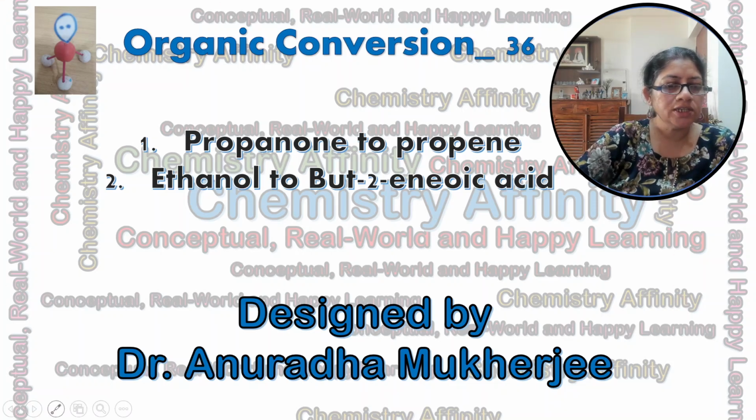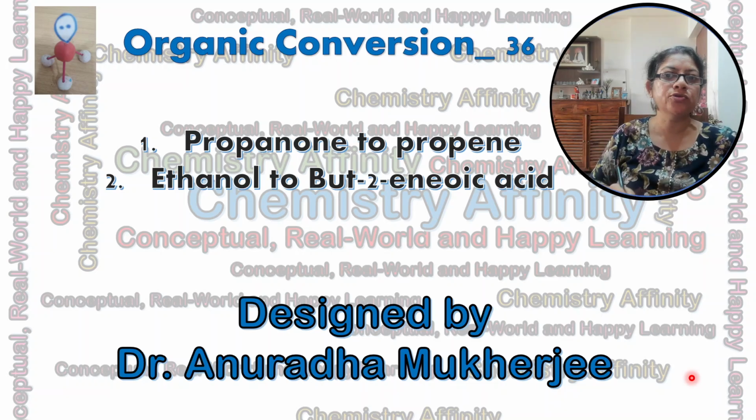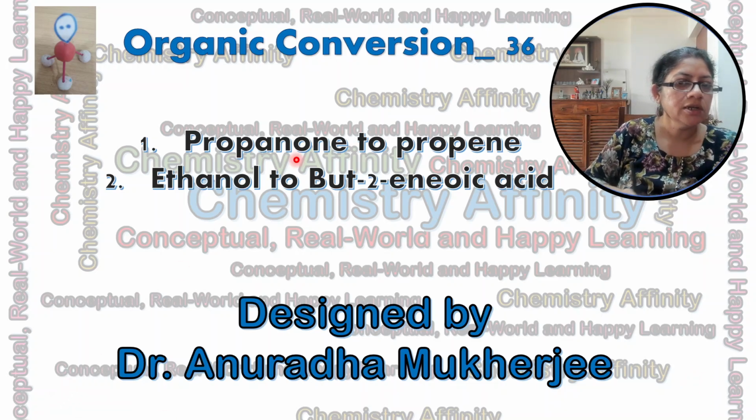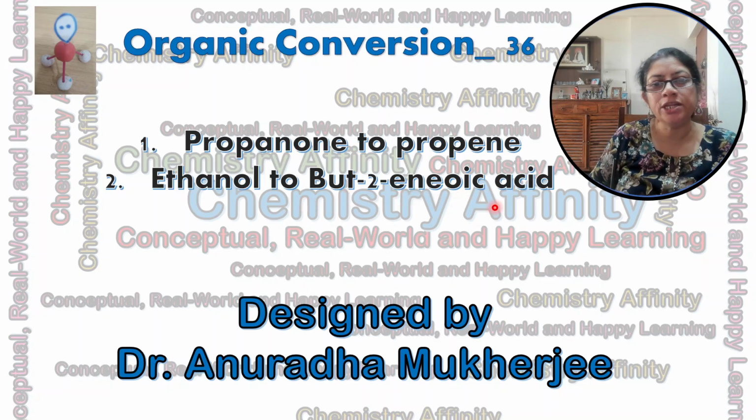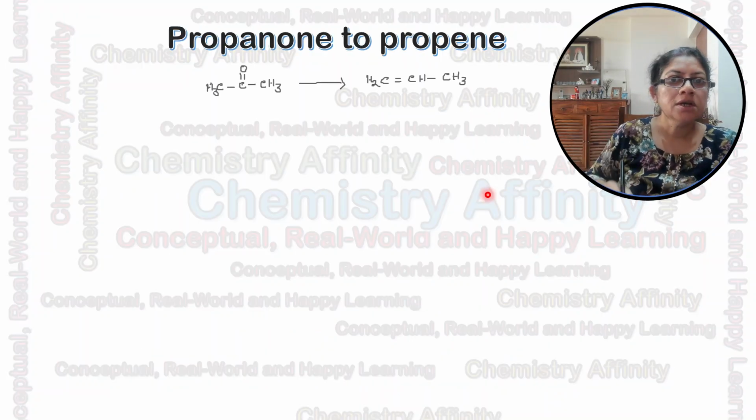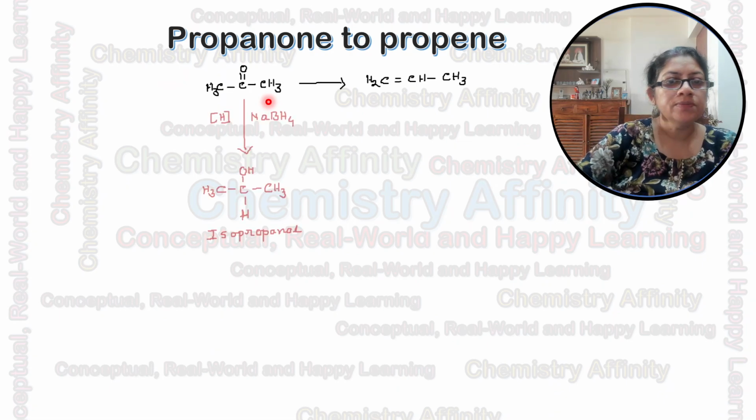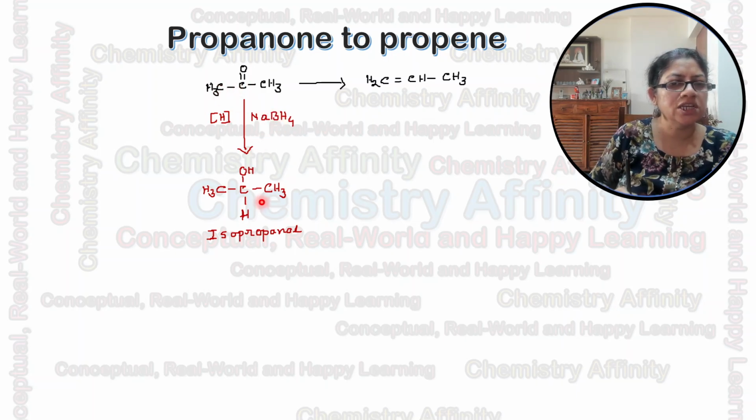Hello students, in today's organic conversion video I am going to discuss two organic conversions: propanone to propene and ethanol to but-2-enoic acid. Propanone means acetone. So when we want to synthesize propene from propanone, first we have to perform a reduction. In presence of sodium borohydride, acetone gives a secondary alcohol which is called isopropanol.